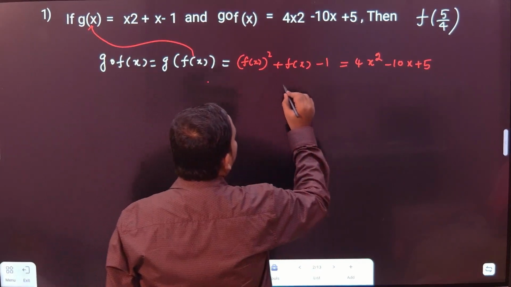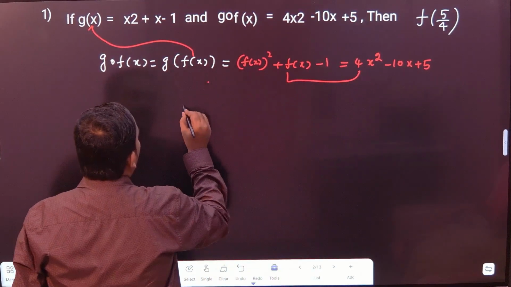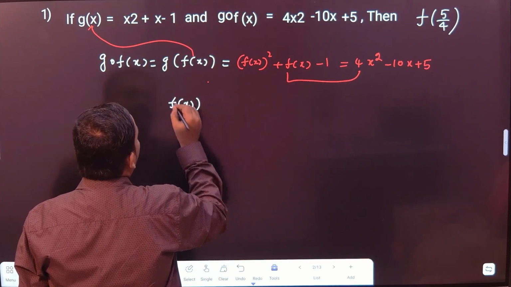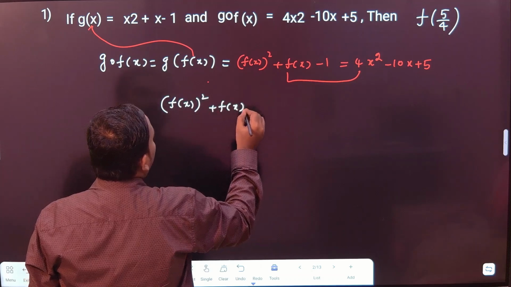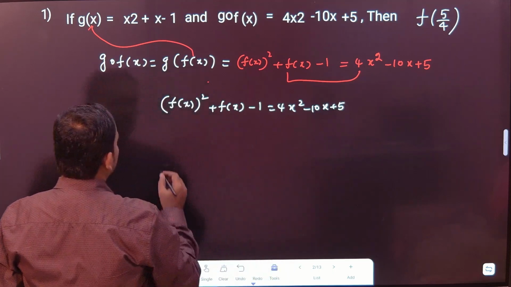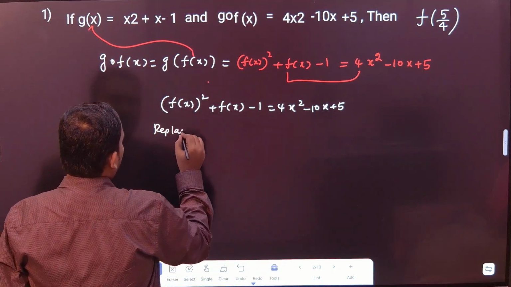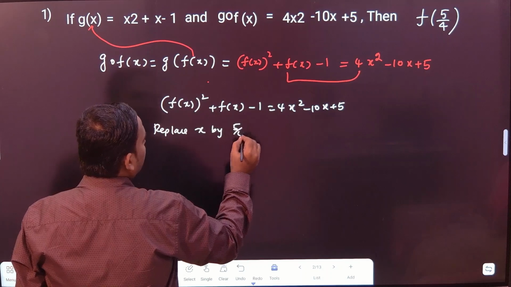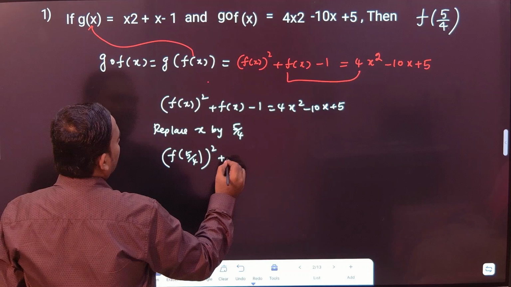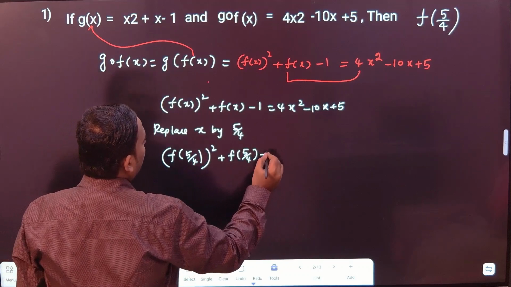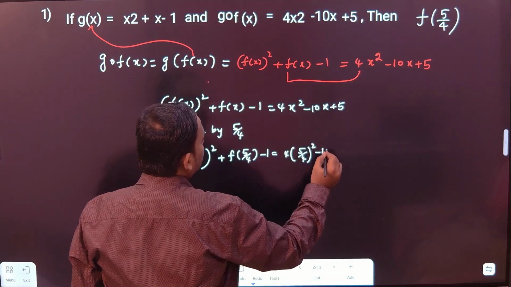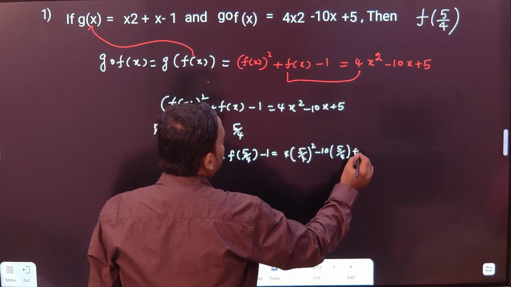You combine these two things, right? f of x whole square plus f of x minus 1 is equal to 4x square minus 10x plus 5. Just replace x by 5 by 4. What will we get? f of 5 by 4 whole square plus f of 5 by 4 minus 1 is equal to 4 into 5 by 4 whole square minus 10 into 5 by 4 plus 5. Clear?